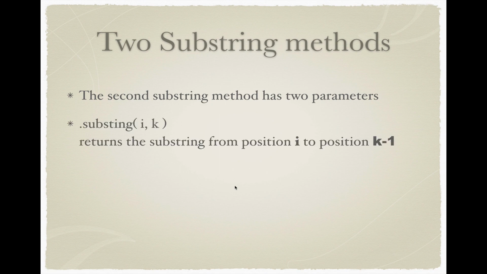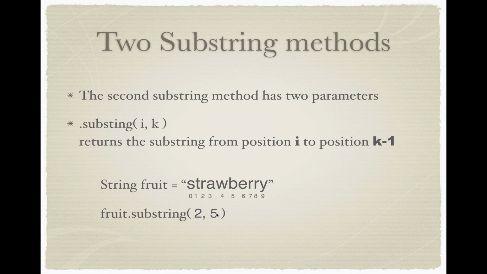Now we have a substring with 2 parameters. This goes from i to actually position k minus 1. We'll see why k minus 1 in just a second here. So we have the same string as before, strawberry, and I did a substring from 2 to 5. It goes from 2 and then it goes to 5 minus 1, so it actually ends at 4. It starts at 2 and ends 1 less than 5, which is 4. So this is going to return raw.